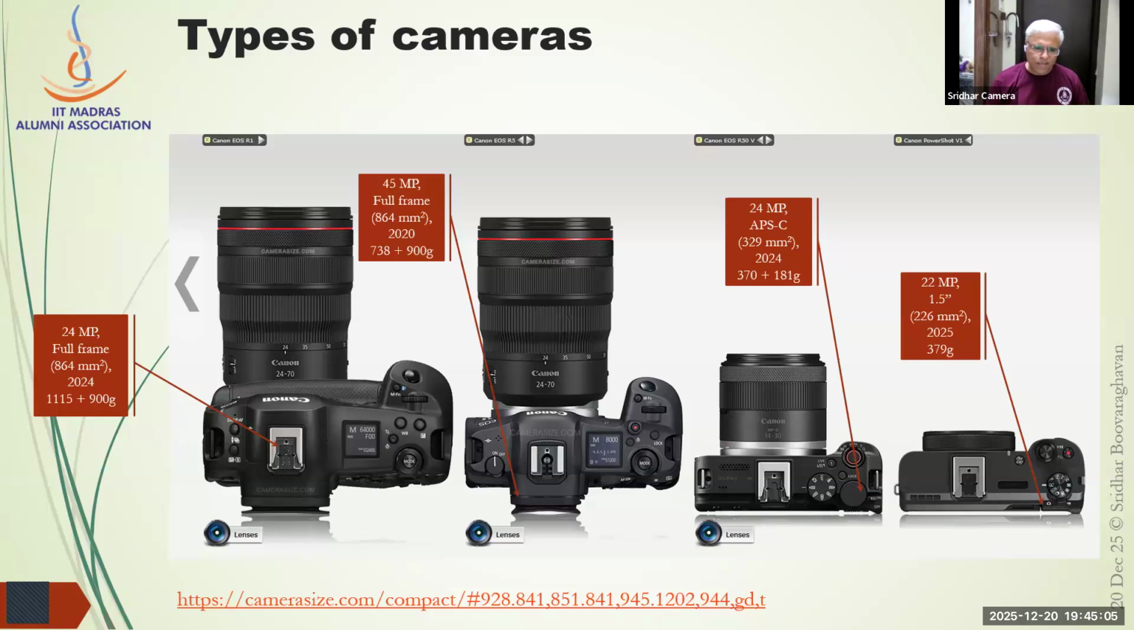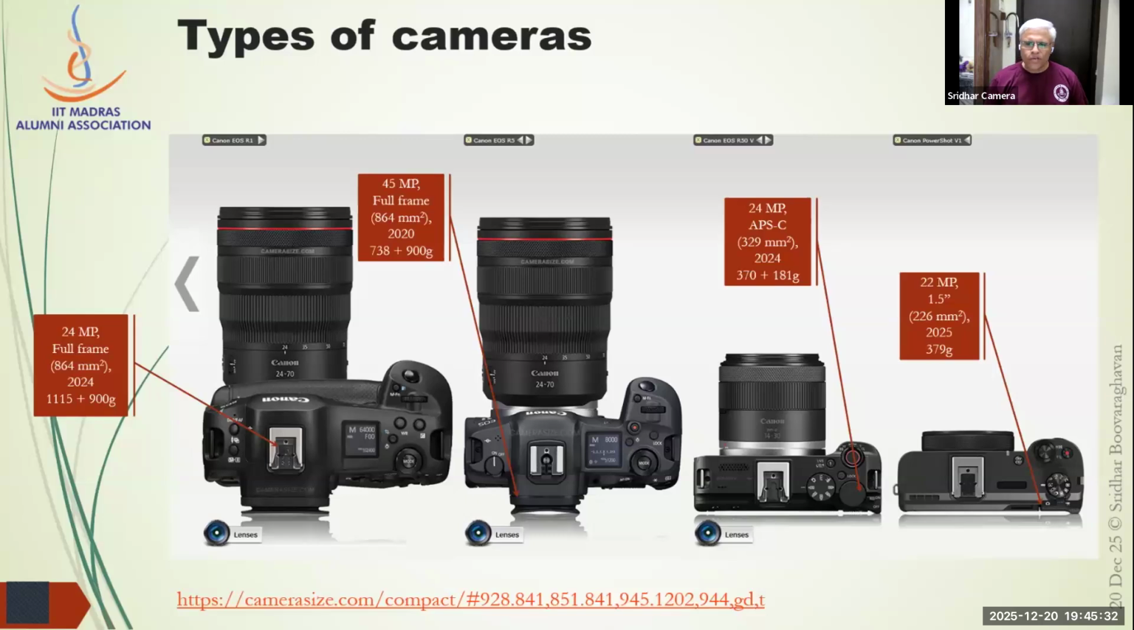So this was released in 2024. As we have seen, the camera weighs around a kilo, and the lens attached to it, the 24-70, is 900 grams. The equipment that I have is the R5. It's a 45 megapixel camera, same full frame, so 864 square millimeters, released in 2020. The camera is 738 grams, and the same lens, 900 grams.